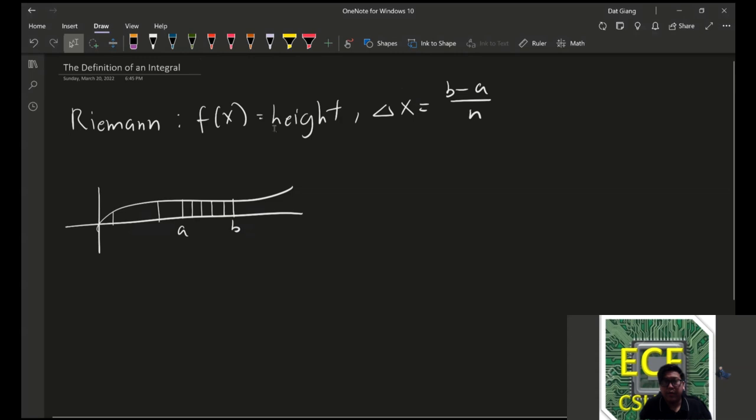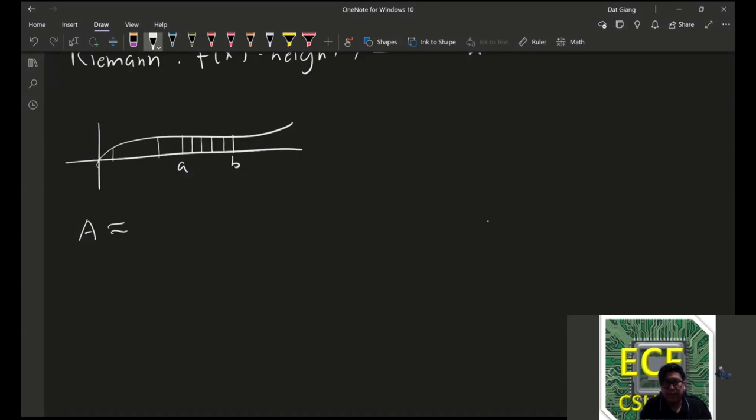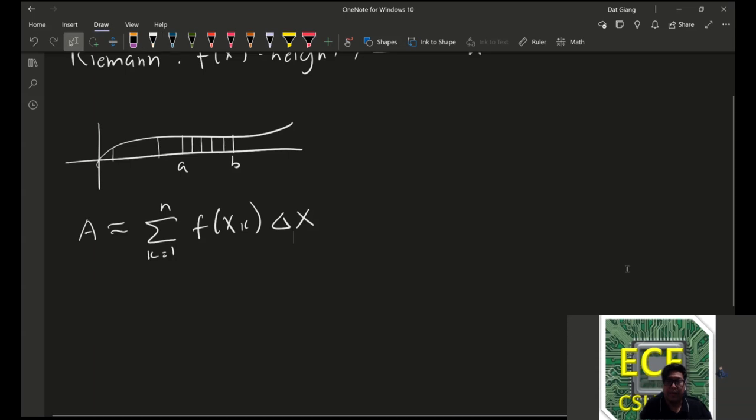Here, what we want to introduce is the notion of the integral. Riemann sums only give us an approximate area, given by the sum from k equals 1 to n of f of x_k times delta x. What this is essentially saying is take a bunch of rectangular sections of the curve and add up the area to get the approximate area.